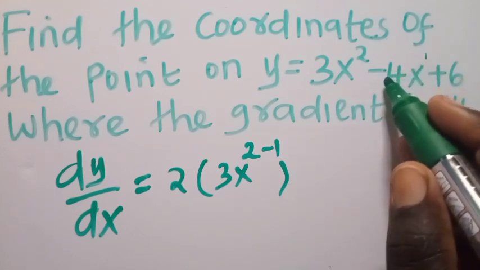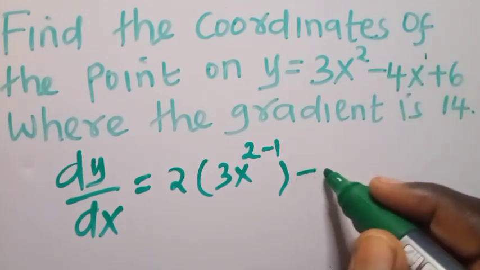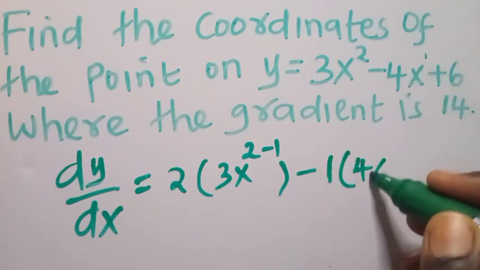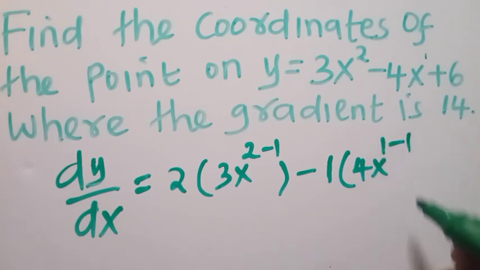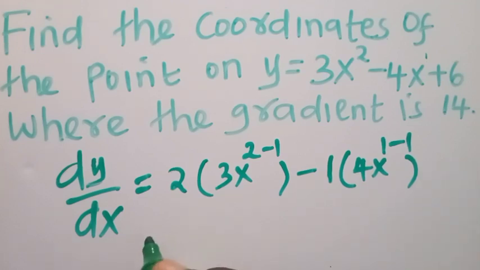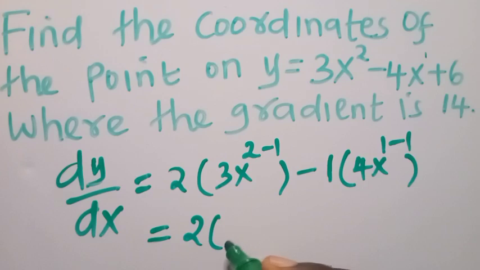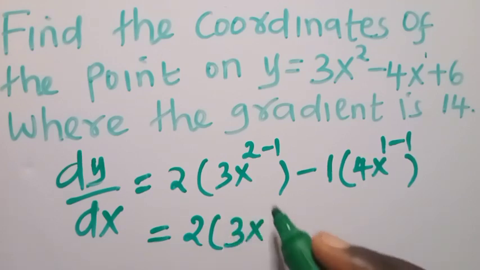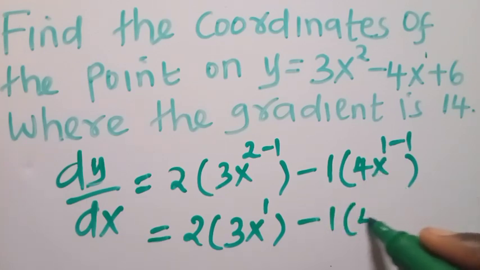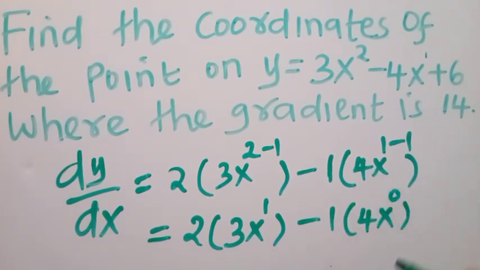Now we shall bring this 1 in front of this second term, so that it will be minus 1, which is the power, into 4x raised to 1, but we lessen the power by 1. Then we close the bracket. If we differentiate positive 6, since it is a constant, we get 0. Therefore, there is no need of writing plus 0. So this will be 2 into 3x raised to 2 minus 1, which is 1. Then minus 1 into 4x raised to 0.